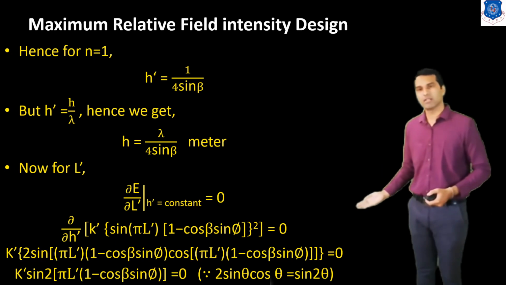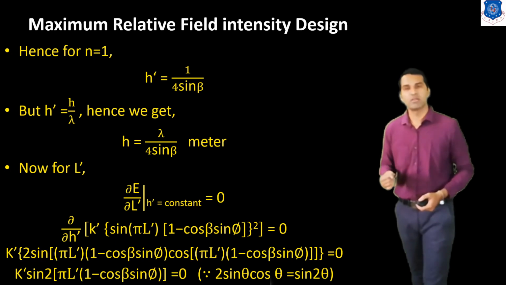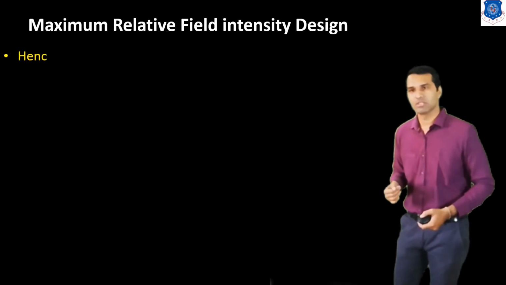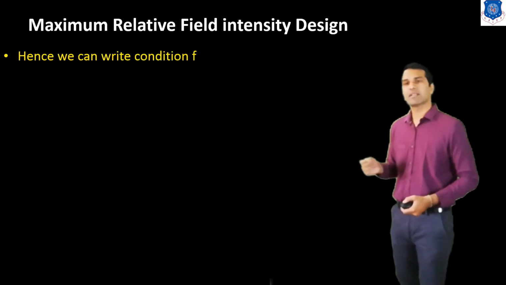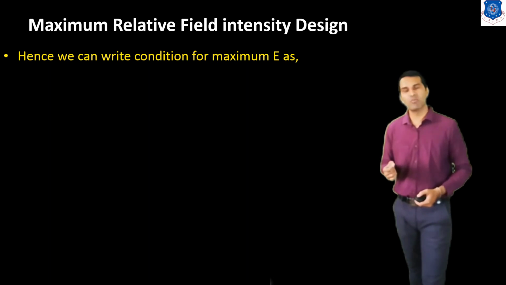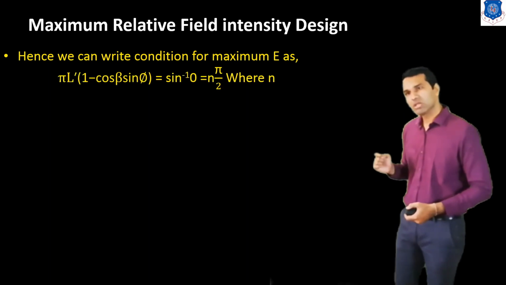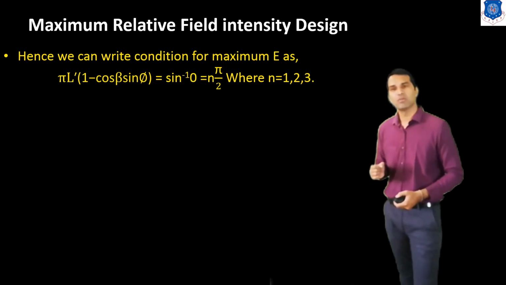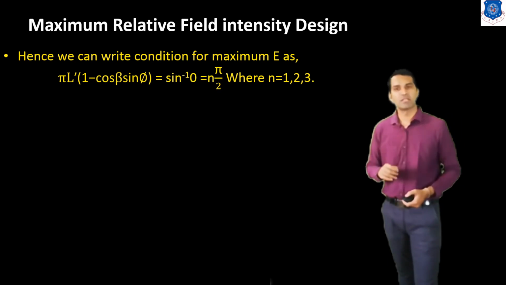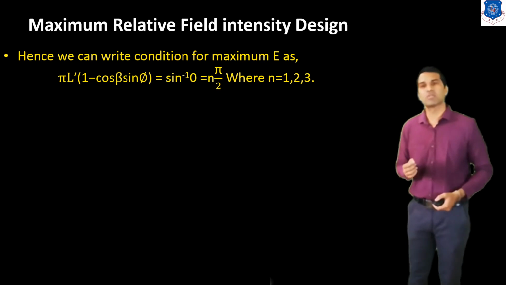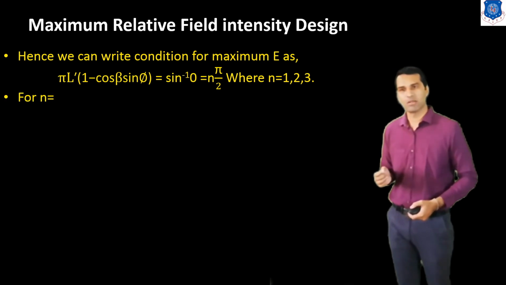And we know that this concept uses sine 2 theta equals 2 sine theta cos theta. And we can write the condition for the maximum E as pi L dash (1 minus cos beta sine phi) equals, on the right hand side, sine inverse 0, and we know that sine inverse 0 is nothing but n pi by 2.